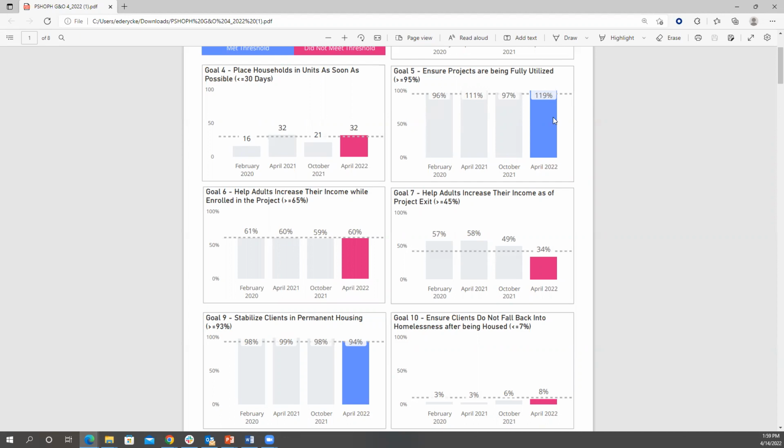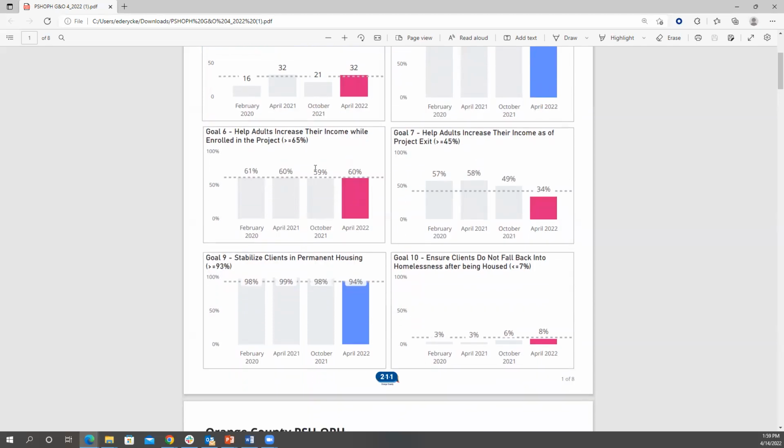And the reason that's so high is because we have multiple voucher projects in Orange County, and it's possible for those projects to serve more clients than the number of vouchers that they were awarded, which can make their utilization high.